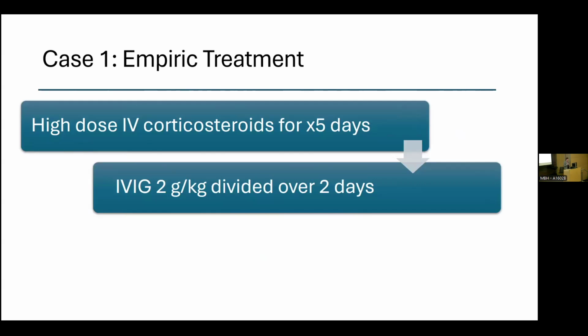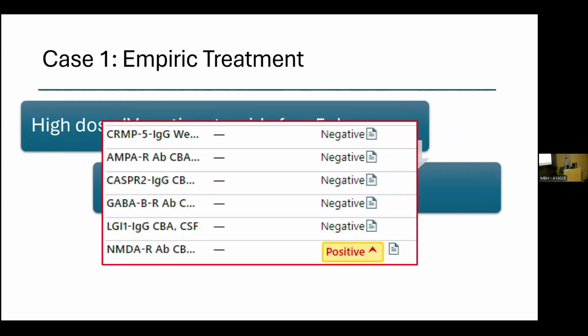So we treated him with what is our routine, kind of first line, for an autoimmune inflammatory process: IV corticosteroids for 5 days, followed by IVIG. And we typically do 2 grams divided over 2 days. Sure enough, his NMDA antibody came back positive.